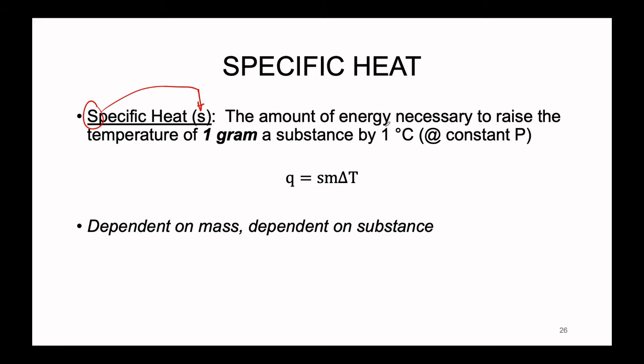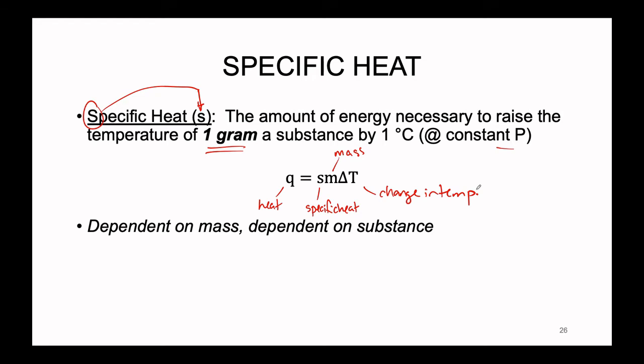Specific heat is the amount of energy necessary to raise the temperature of 1 gram of a substance by 1 degree Celsius, again, at a constant pressure. The equation, as a result, looks a little bit different. We have Q for heat, we have S for specific heat, which is a constant, depending on what type of substance we're working with, and our equation must also contain mass, right? Our specific heat is dependent not just on heat, not just on temperature change, but also on how much stuff we're working with. And of course, delta T is going to be change in temperature.